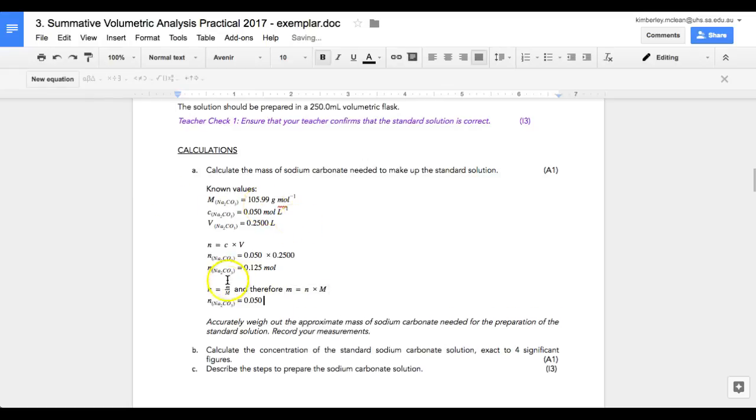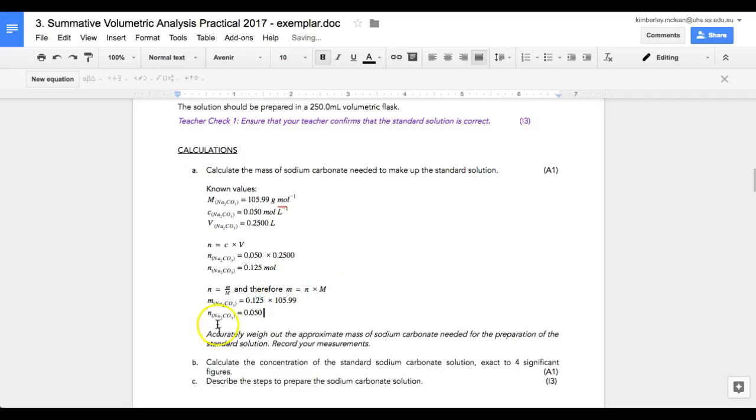So again, paste in. The value that we're looking for here is the small m for mass for sodium carbonate, which is equal to 0.125 multiplied by molar mass, 105.99. And finally, presenting our mass value, which should be 1.3 grams, correct to 2 significant figures.